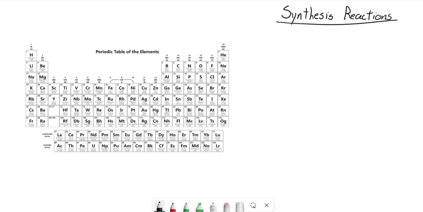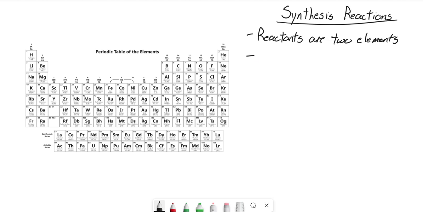The other way to identify a synthesis reaction will be any reaction in which your reactants are two individual elements. Anytime we see a reaction that begins with two elements on the reactant side, then we can be assured that this is going to be a synthesis reaction.